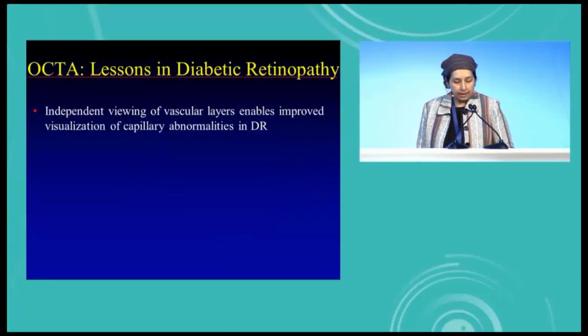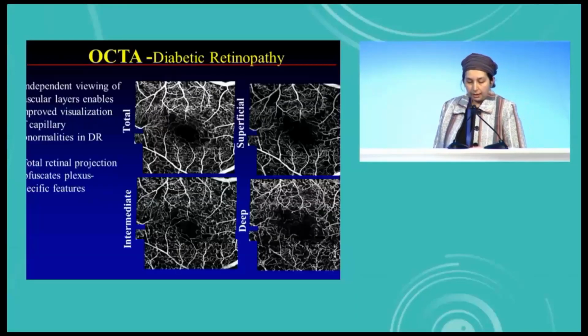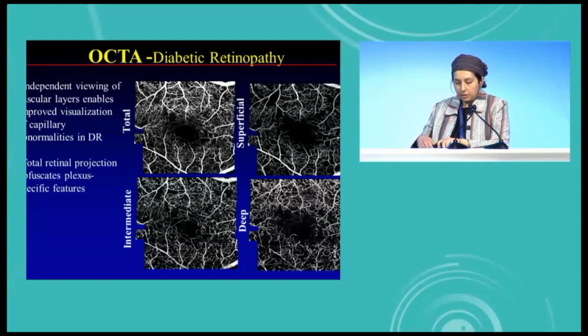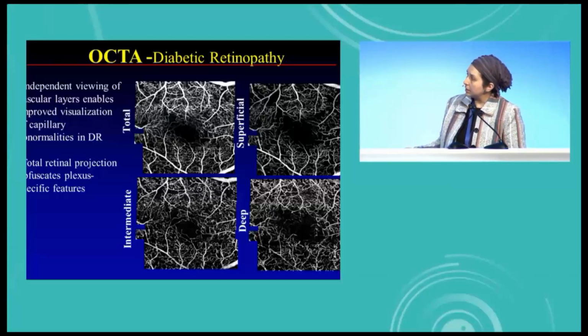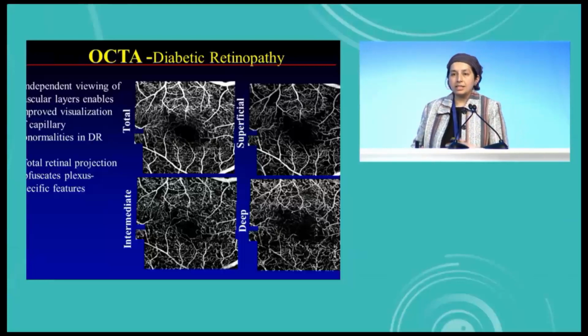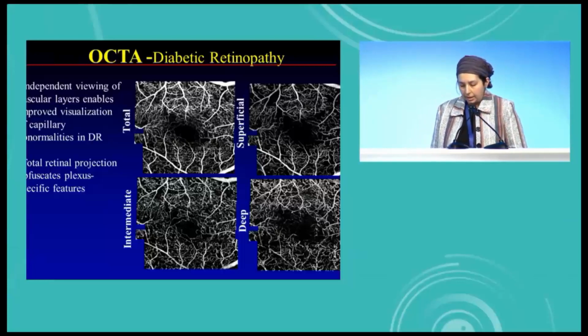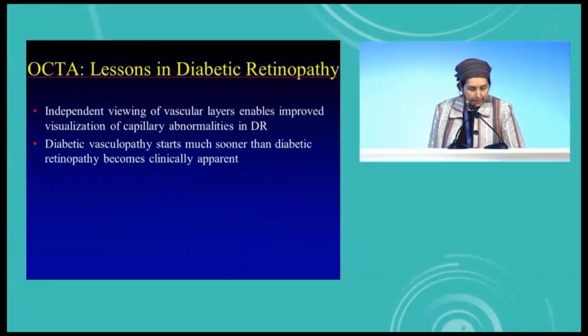So independent viewing of the vascular layers enables improved visualization of capillary abnormalities in diabetic retinopathy. And here's an example. This is from our prototype swept source machine developed at Dr. Jim Fujimoto's lab that demonstrates that. Here is the total retinal projection of a patient with diabetic retinopathy. And then when you separate out the layers into the superficial, the intermediate, and the deep, you're really seeing much better the areas of capillary loss in the superficial plexus, and you're seeing how the foveolar avascular zone has become ragged and irregular, and there's a vascular dropout around the foveolar avascular zone in this deep plexus.